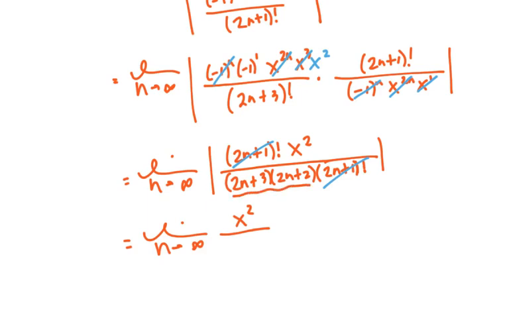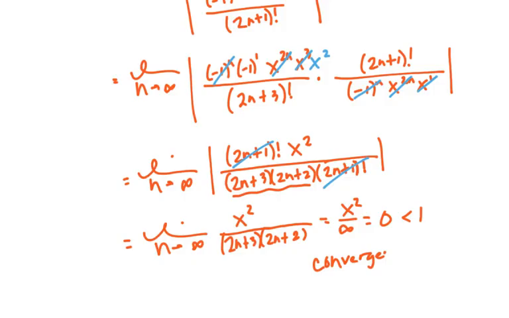You have a couple ways to do it. Let's leave them like they are, 2n plus 3 times 2n plus 2. And the reason for that is it's infinity times infinity, which is infinity. So I have x squared over infinity, which equals 0, which is less than 1. So we have convergent for all x. So our radius of convergence is infinity.